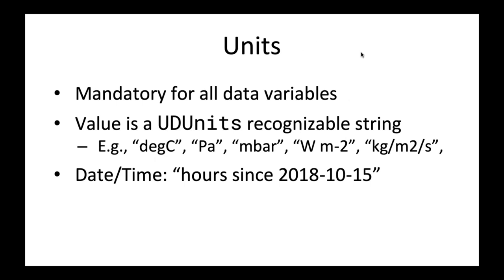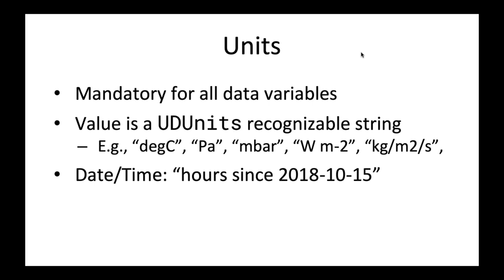So units are mandatory for all data variables, all variables that represent physical quantities. UDUNITS is another software package that's been around for a long time and deals with units, and CF has gone along with UDUNITS. Basically, the value of a units attribute has to be recognizable by the UDUNITS software. And UDUNITS builds off of NIST, there are NIST unit standards, so it's all going along with that.